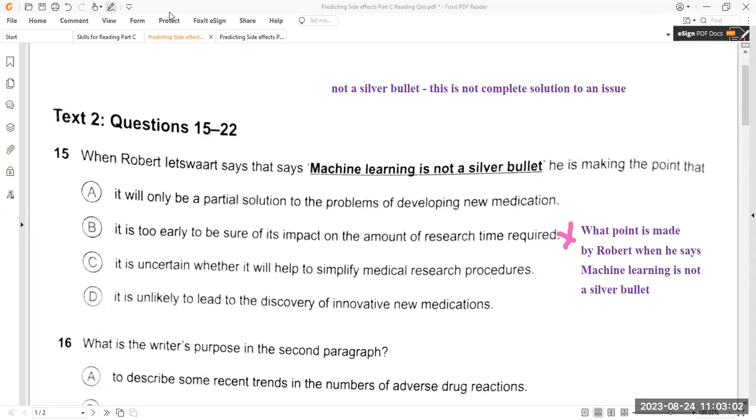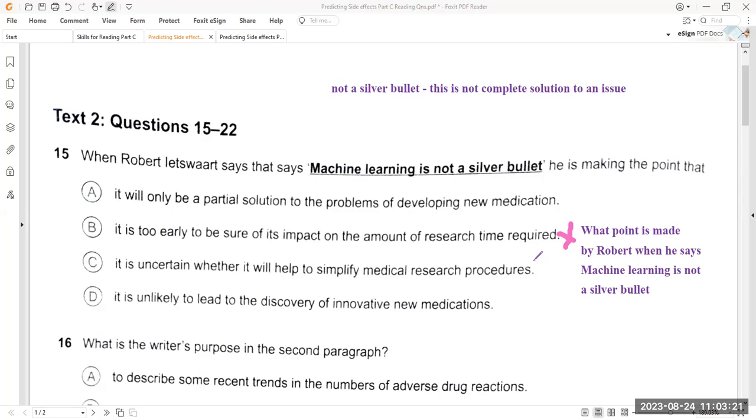So nowhere are they unsure whether it is helpful to simplify the medical research procedure. They are sure. Actually, they have said that this can actually fasten the research work. So C is not the answer.